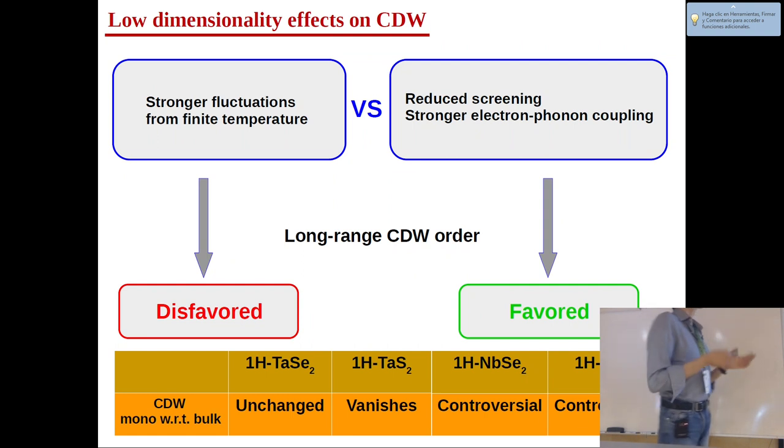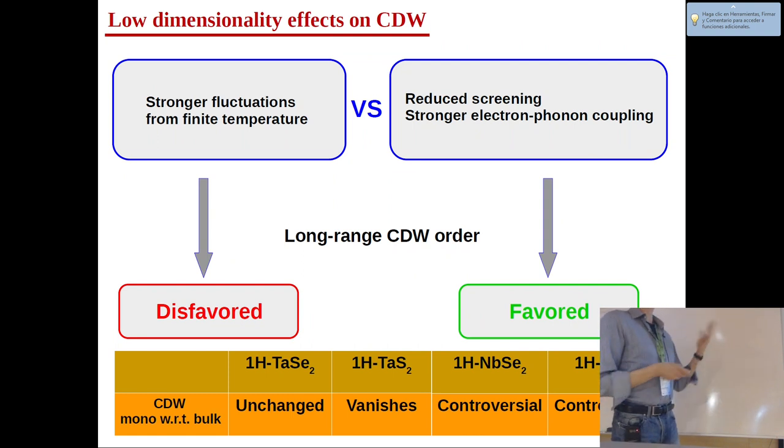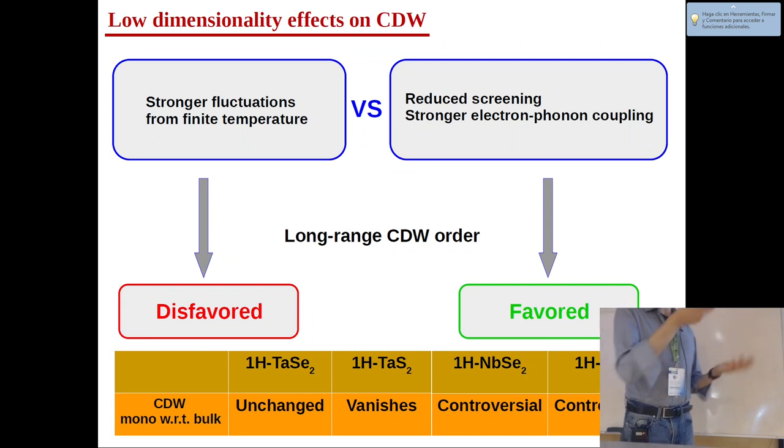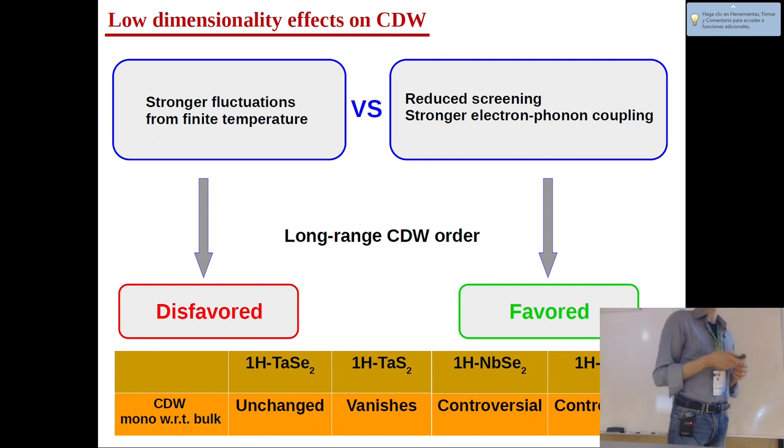Because in principle, you have two competing effects. On the one side, when you consider a monolayer, you have stronger fluctuations, and so this disfavors a long range order reconstruction, so a charge density wave. But on the other side, when you consider a monolayer, you have reduced screening, and so you have a stronger electron phonon coupling, and so this favors a long range order. So you have two competing effects, and generally you cannot say what happens when you go from the bulk to the monolayer.